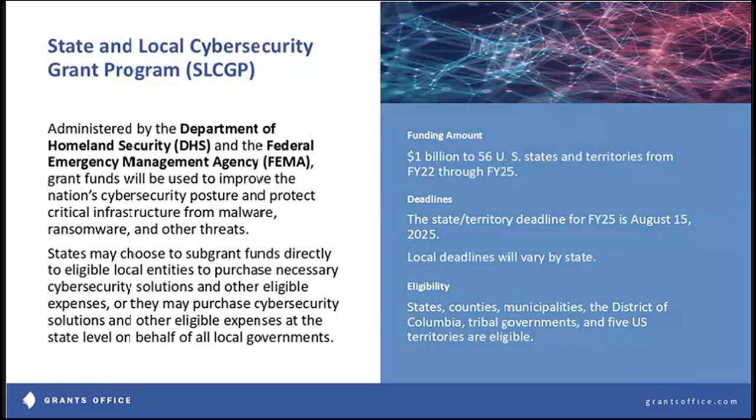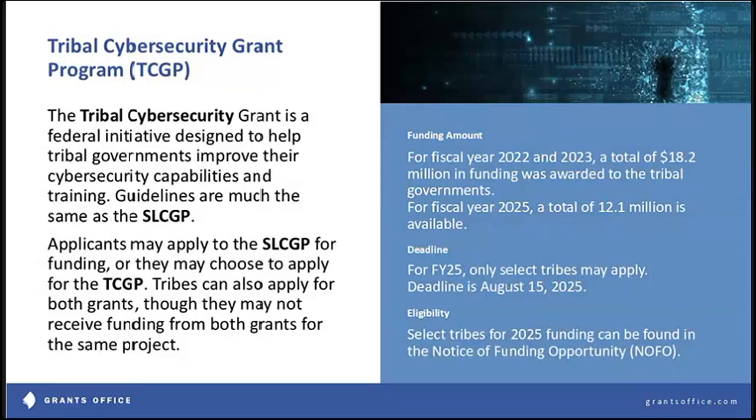The next program is the Tribal Cybersecurity Grant Program. This is actually part of the previous program. Funds from the previous program are funding this program. So this is essentially the same grant, but aimed at tribal governments. So tribal governments will apply for funding and receive funds for their cybersecurity needs. The previous round of funding awards are listed on the FEMA website if you want to take a look at that. They changed things up a little bit this year. They have select tribes listed on the website that can apply, and that is due August 15th.